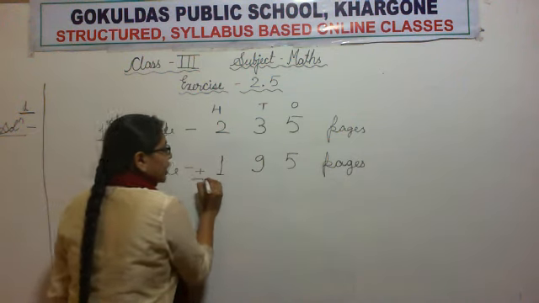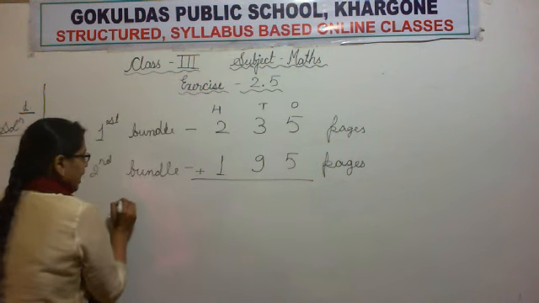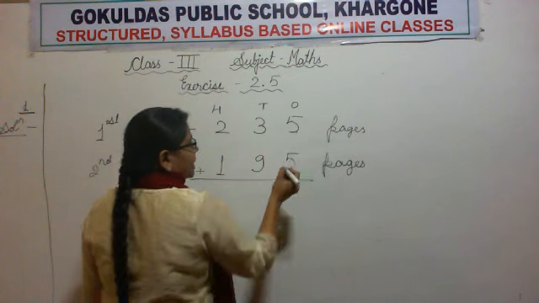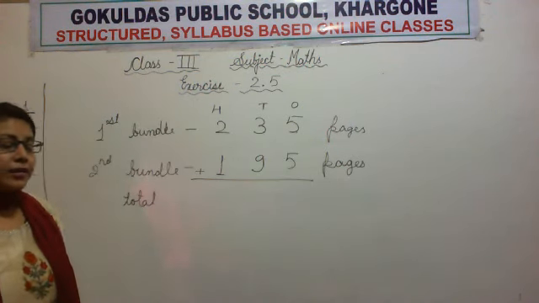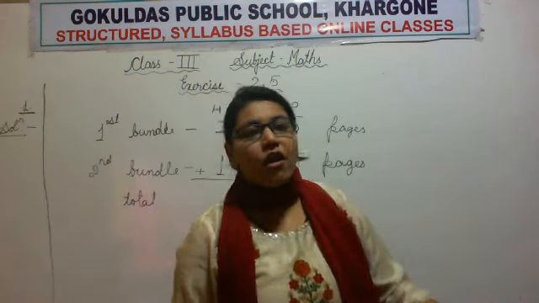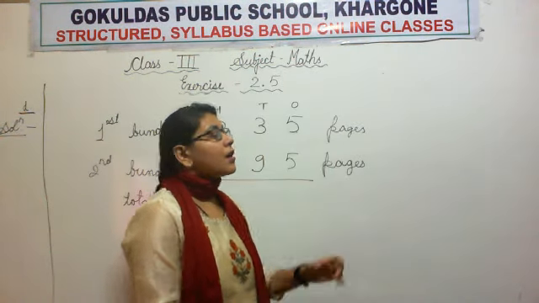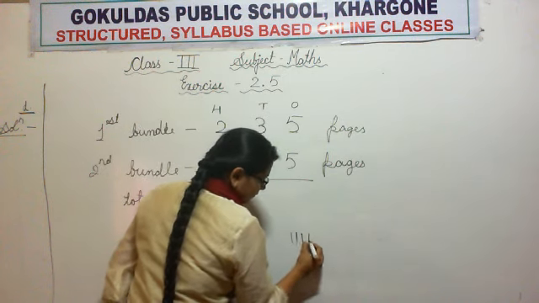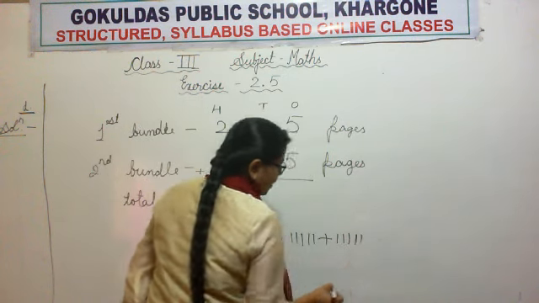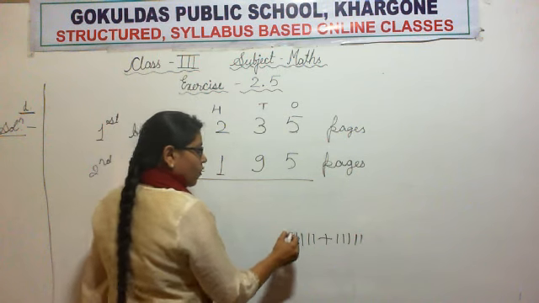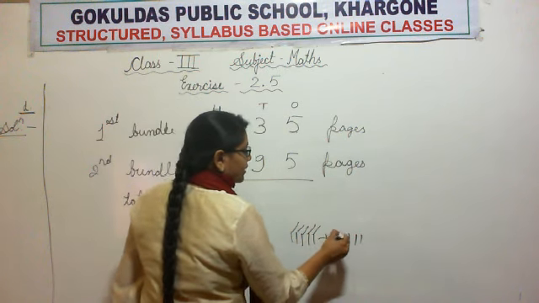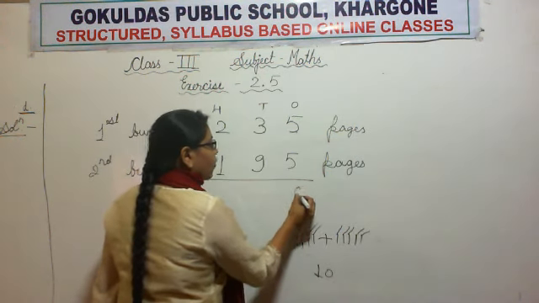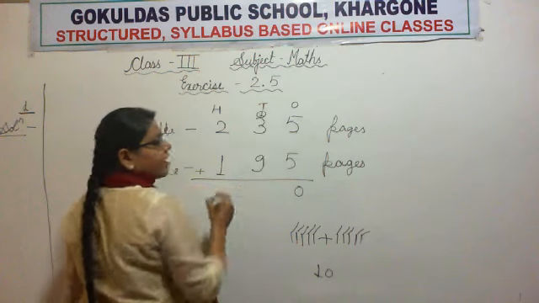Now we have to find the total, so we will put a plus sign. 5 plus 5. Draw 5 sticks, put a plus sign and then draw 5 sticks. Now let's count how many sticks. 1, 2, 3, 4, 5, 6, 7, 8, 9 and 10. We got a 2-digit answer, so we will do regrouping here.